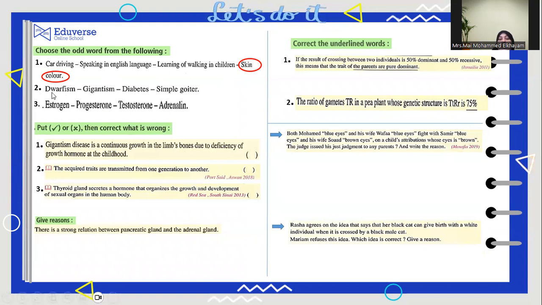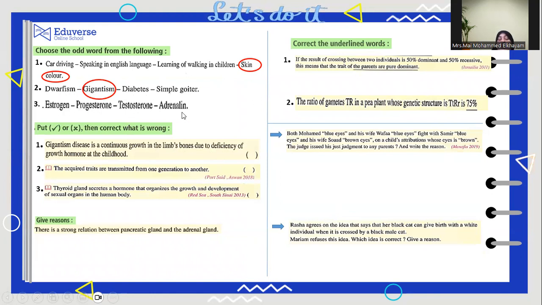Dwarfism is due to a decrease in the growth hormone. This one is an increase in the growth hormone. This is a decrease in the insulin hormone. This is a decrease in the thyroxine hormone. Everything is a decrease, and just one of them is an increase. So this is the odd one.